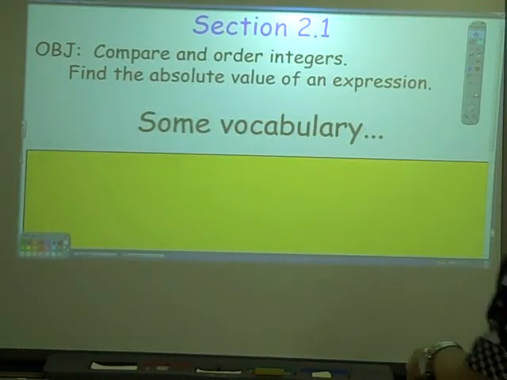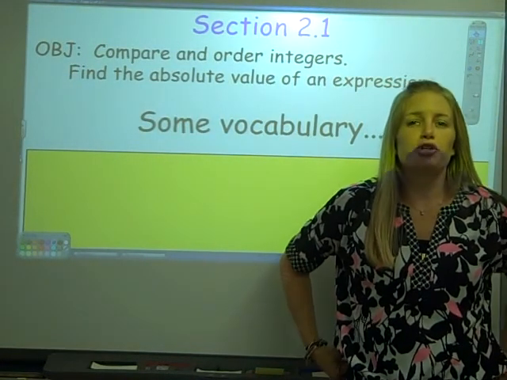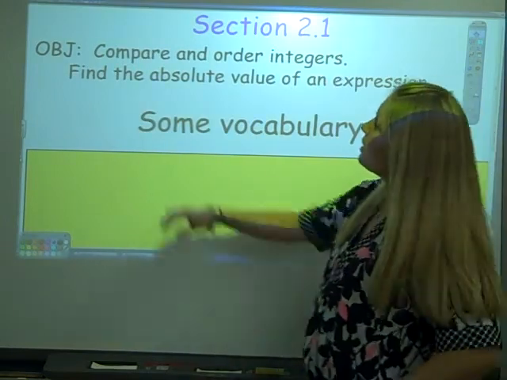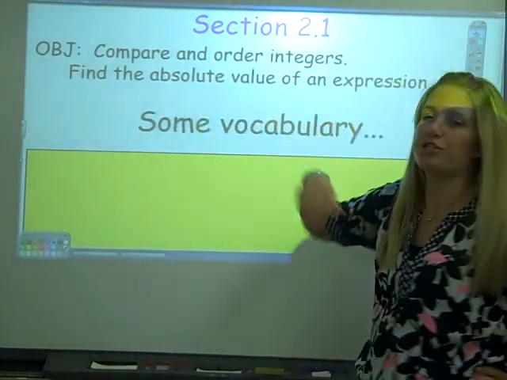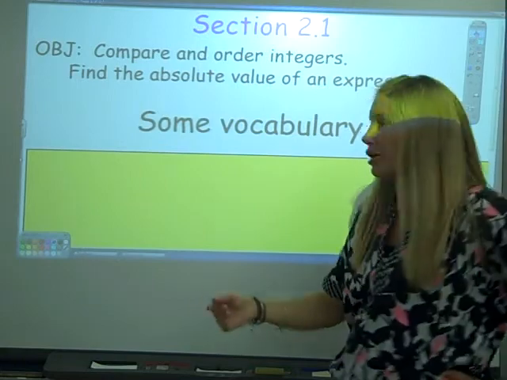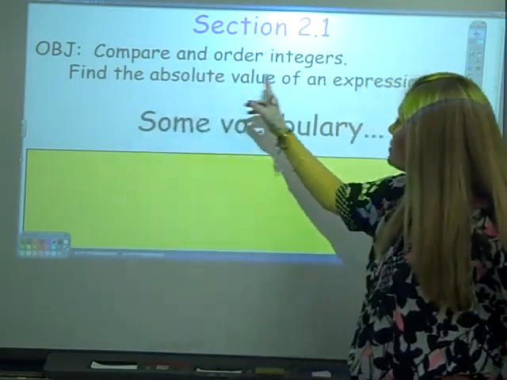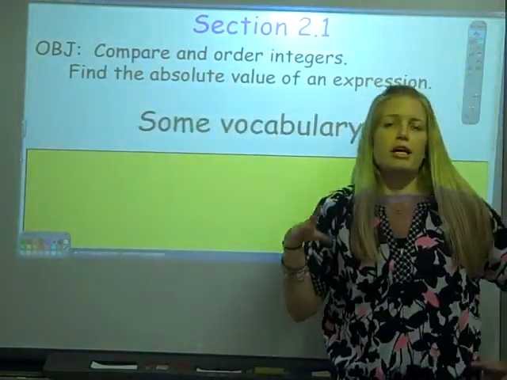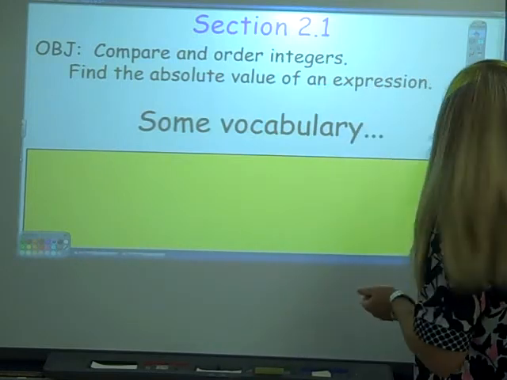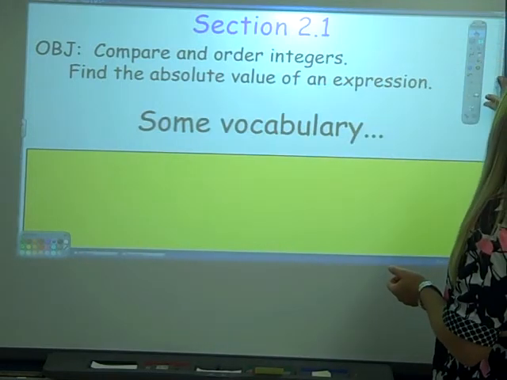Okay, hi everybody. Today we're going to be doing section 2.1. Section 2.1 is to compare and order integers, so we have to talk about what integers are, and it's to find the absolute value of an expression. Again, we're going to start out with some vocabulary, so let's write down that.